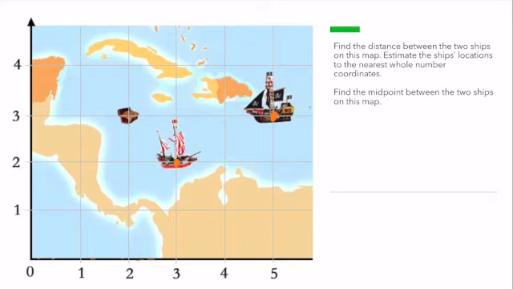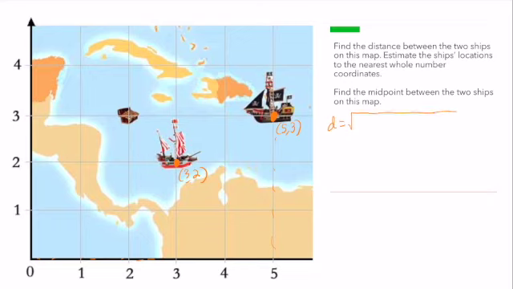whole number coordinates. So this is where x is 3 and y is 2. And this ship at where x is 5 and y is 3. So we're going to need the distance and the midpoint formulas, which you will be given, right? So let's do distance first.